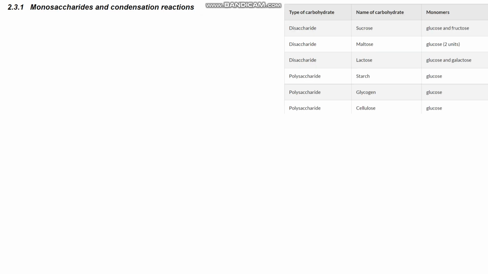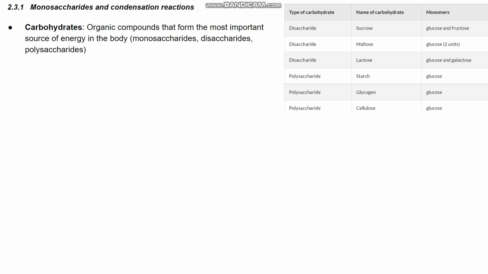So, monosaccharides and condensation reactions. We know carbohydrates are organic compounds that form the most important sources of energy. There are three types: monosaccharides, disaccharides, and polysaccharides. Monosaccharides and disaccharides are both sugars, and they are polar and soluble in water. Examples of disaccharides are sucrose, maltose, and lactose. Then glucose, fructose, and galactose are monosaccharides.